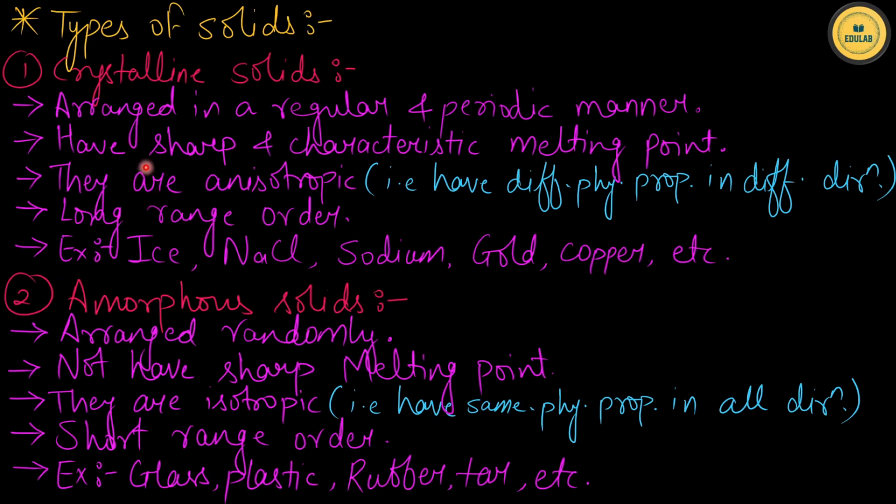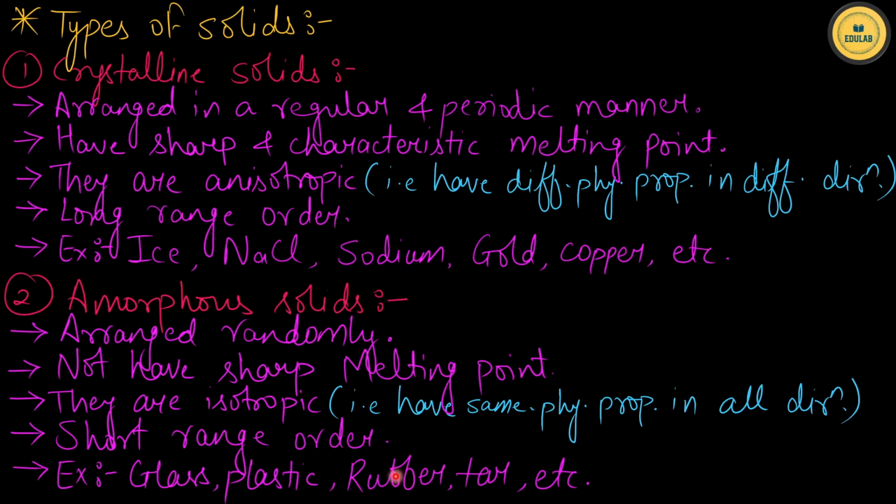The examples of crystalline solids are ice, NaCl, sodium, copper, gold, etc. Next one is amorphous solid. In an amorphous solid, the particles are arranged randomly and have no sharp melting points. They are isotropic, that means they have the same physical properties in all directions, and also they are short range order. Examples of amorphous solids are glass, plastic, rubber, tar, etc.